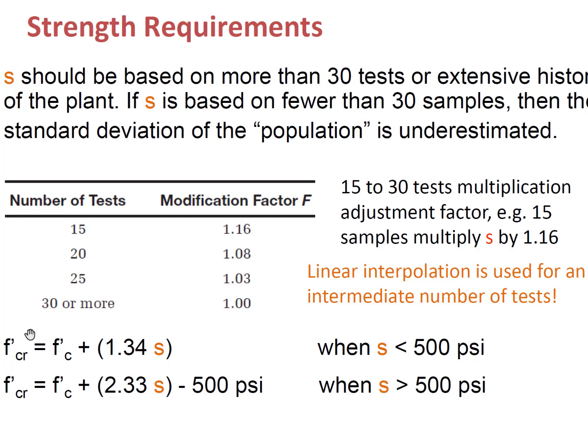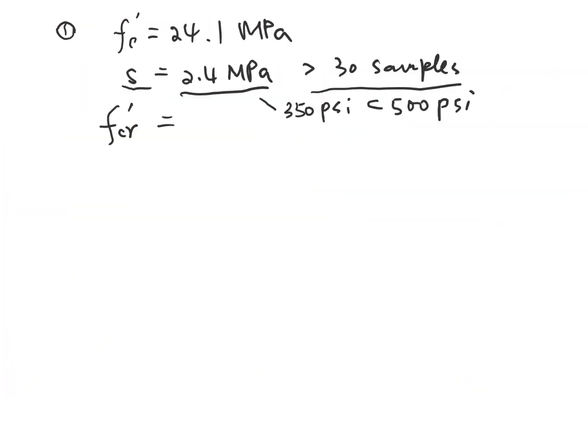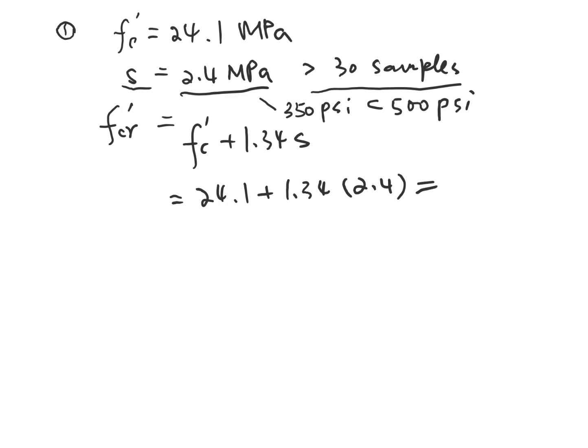So it's f'cr equal to f'c plus 1.34 times S, which is 24.1 plus 1.34 times 2.4. If you calculate this value, it's 27.3 MPa. So this will be the required strength for this project.